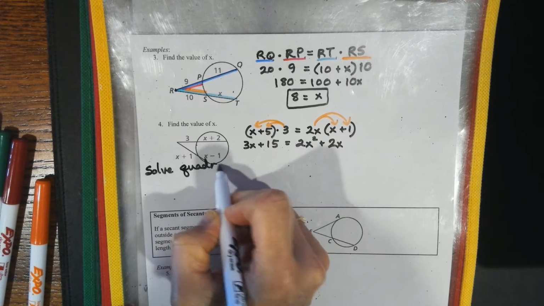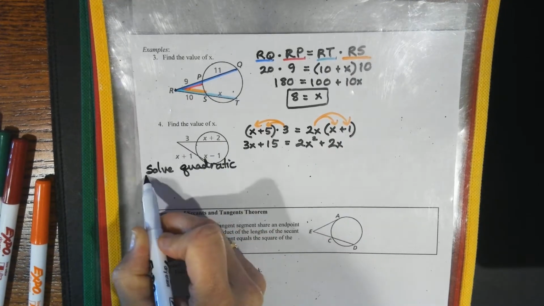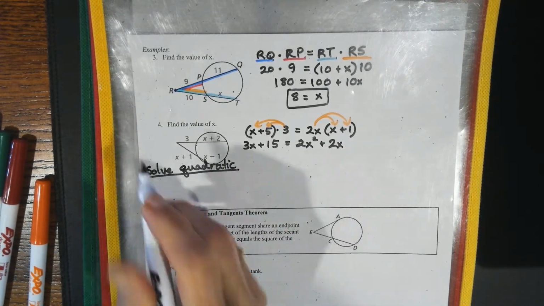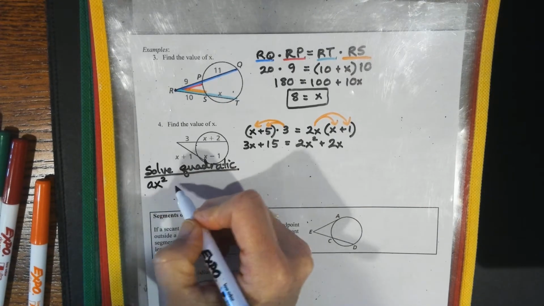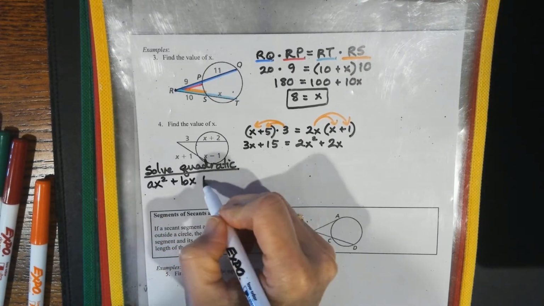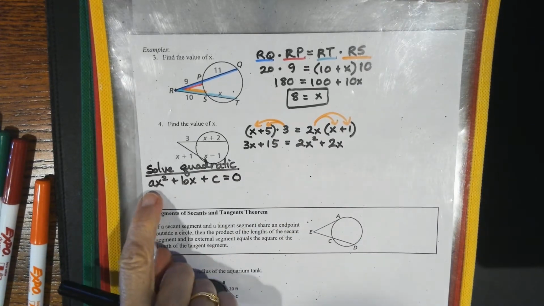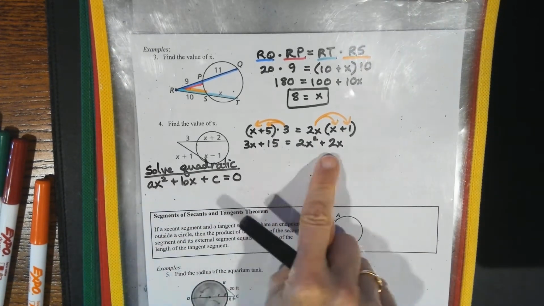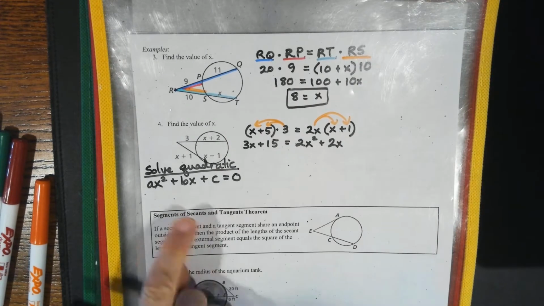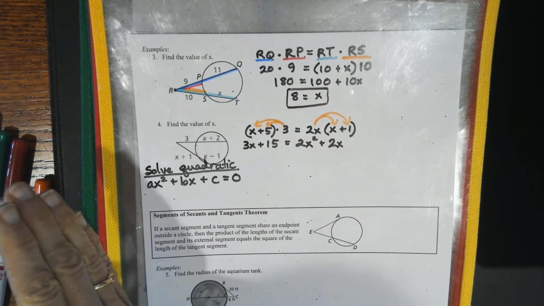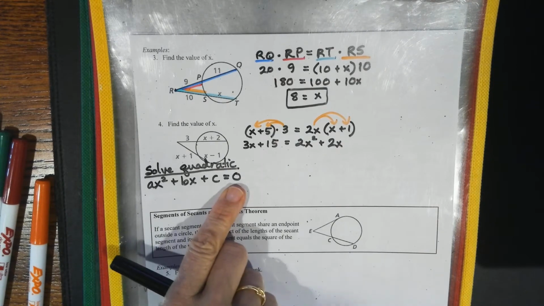first of all, it has to be in standard form. And standard form is this. It has to look like this and be equal to 0. So the a and the b and c are the numbers in front. They're the coefficients. But you have to have everything on one side of the equation and a 0 on the other side.